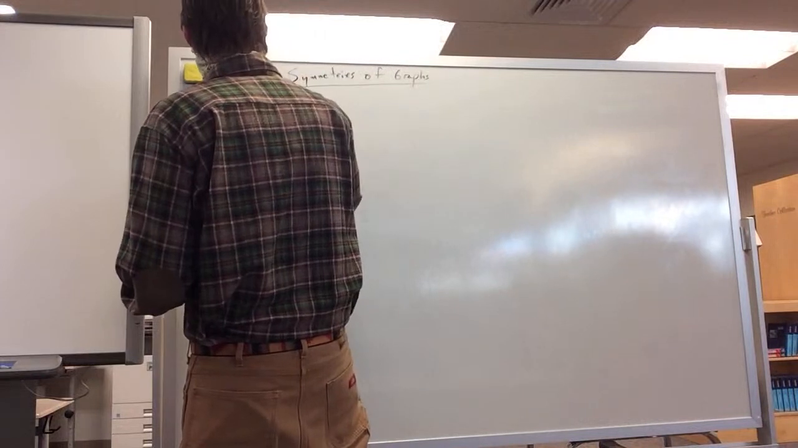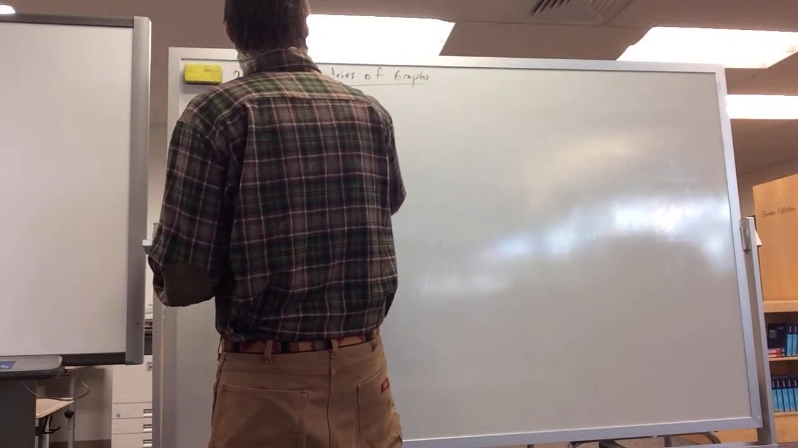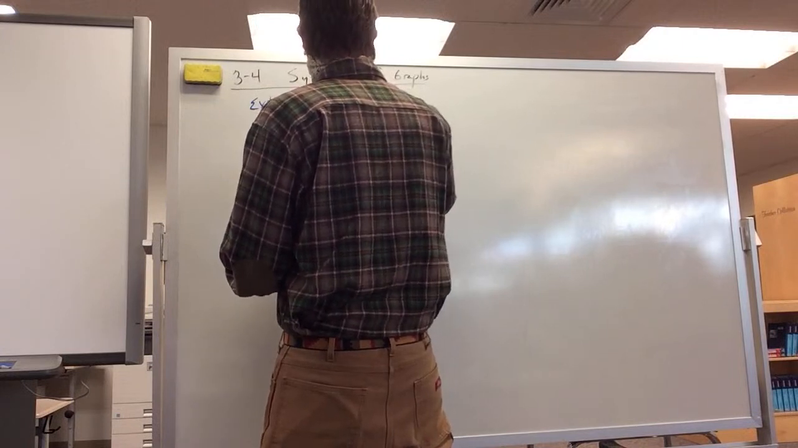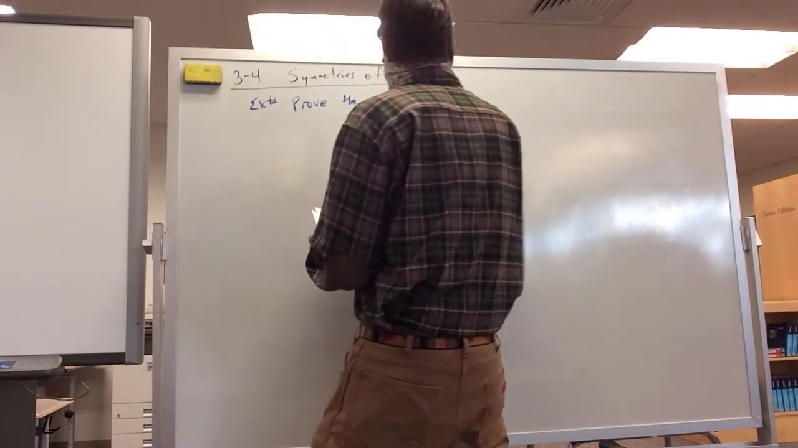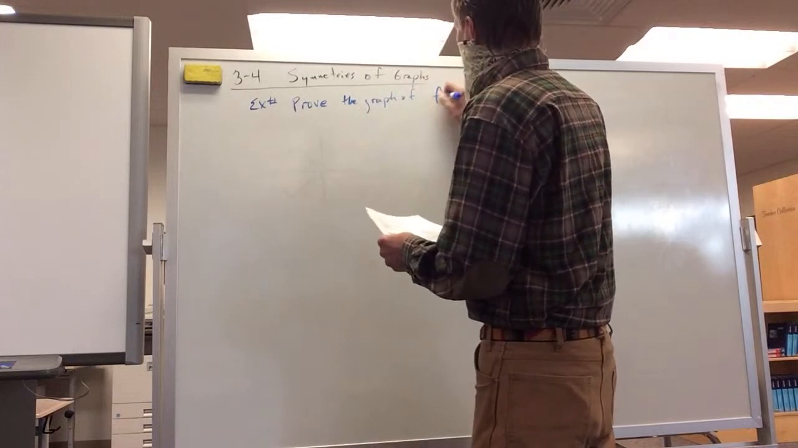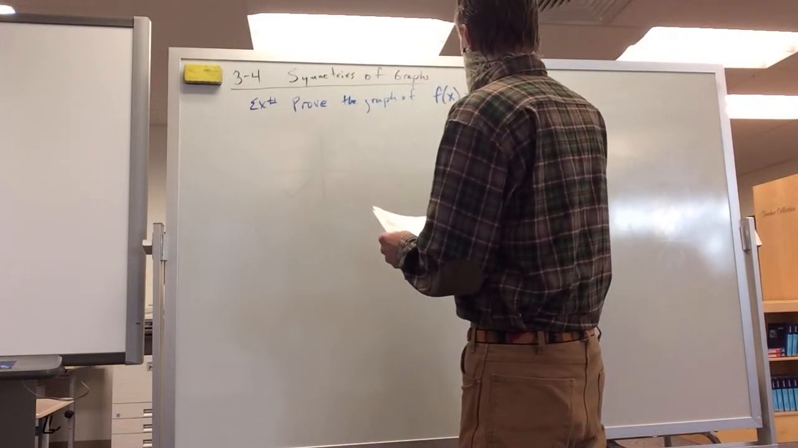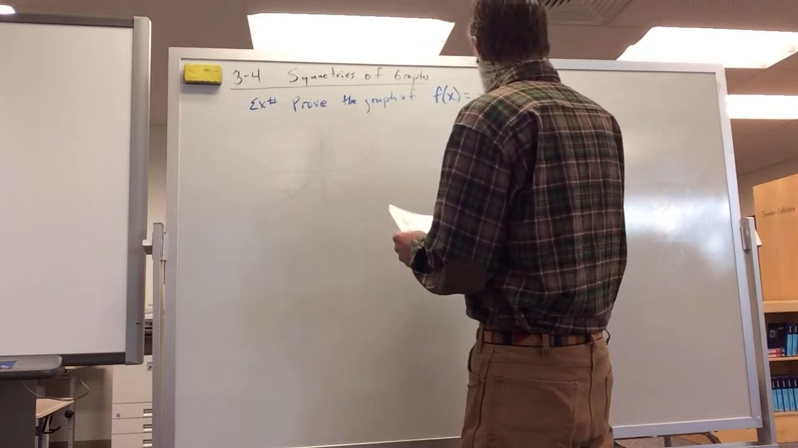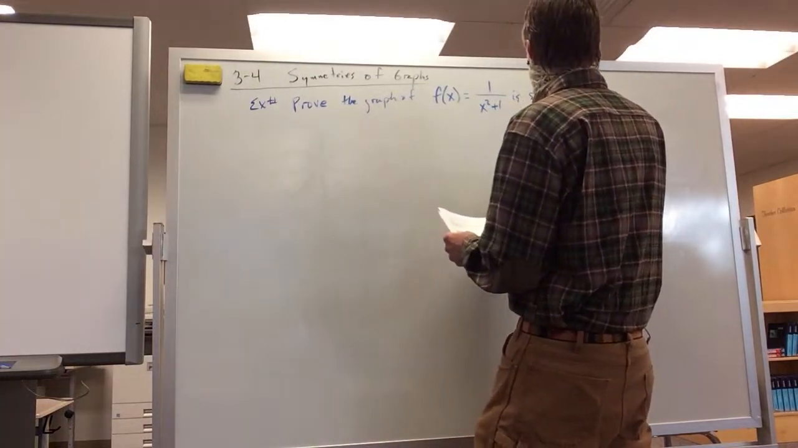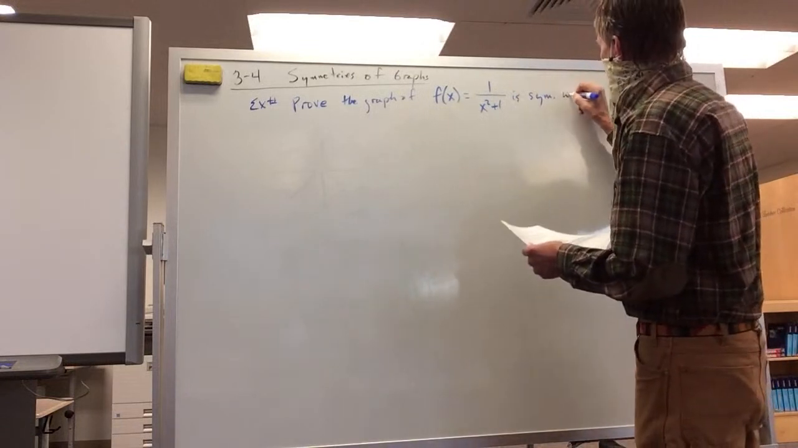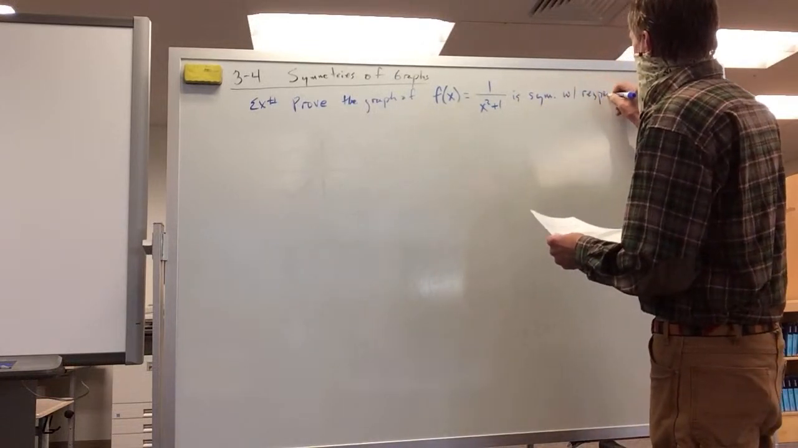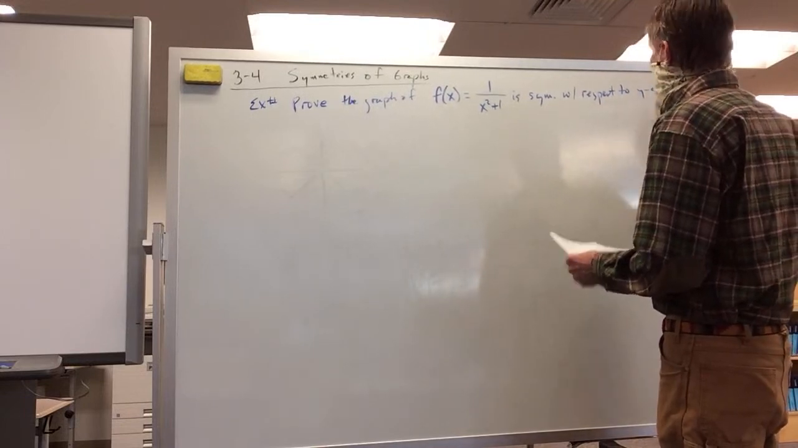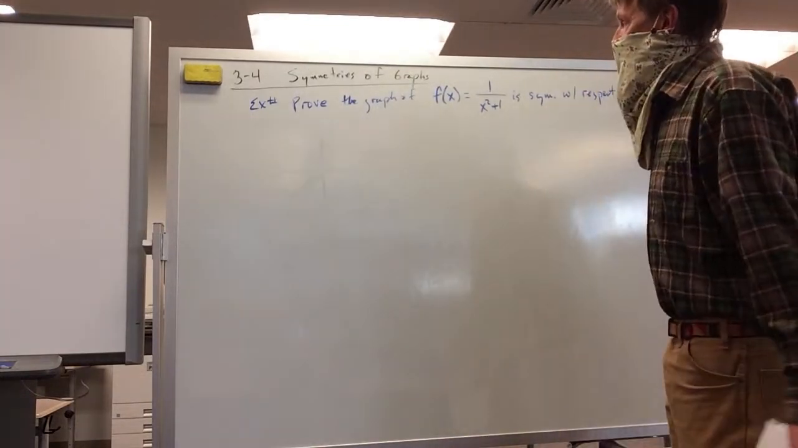So the first example: prove the graph of f of x equals 1 over x squared plus 1 is symmetric with respect to the y-axis. So how do you prove that?